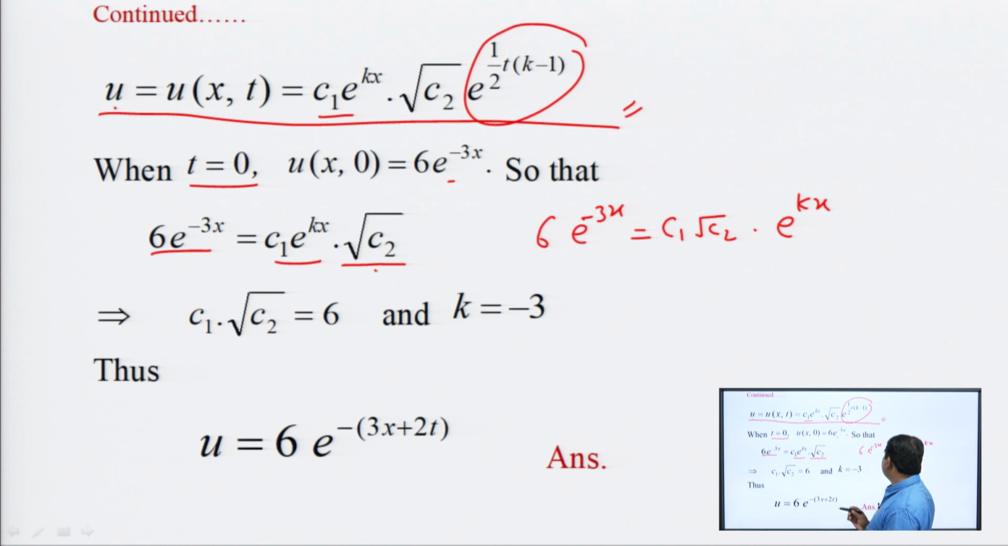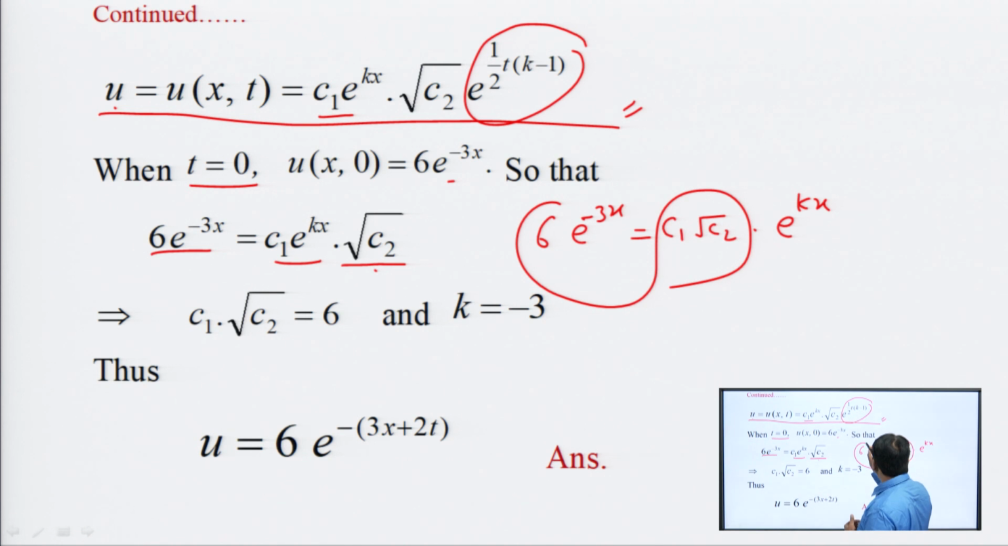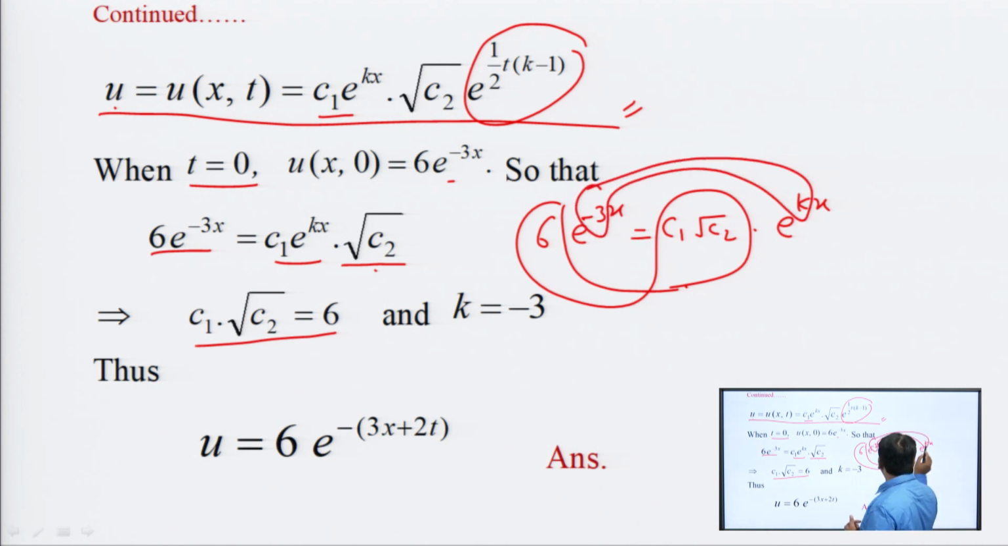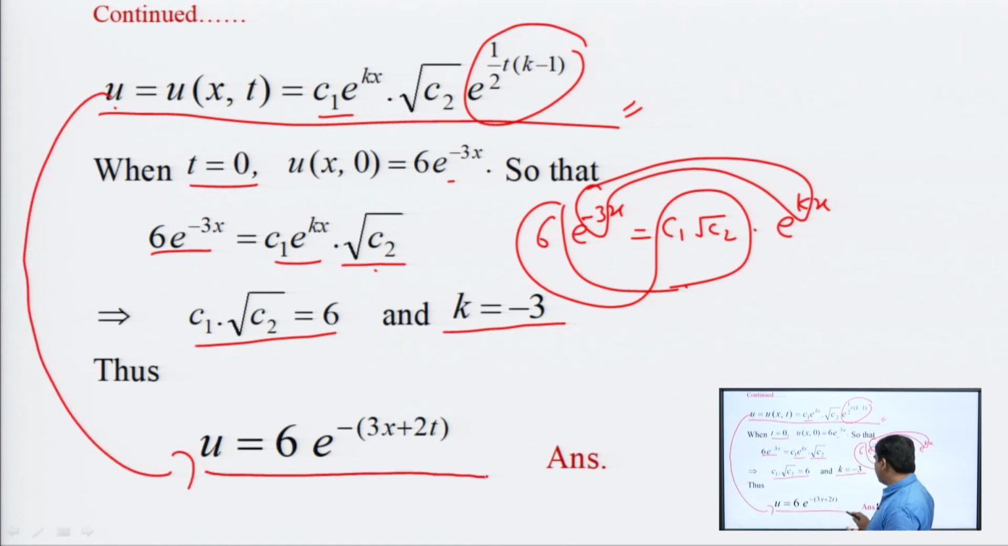If we compare the coefficient and powers of e, then we can see that C 1 root C 2 is equal to 6 and k is equal to minus 3. So, in this way we can evaluate the constant. Now, we have the value of C 1 root C 2 is equal to 6 and k is equal to minus 3. When we put these values in this equation, then we get u is equal to this. So, finally, by using the given condition we can write the solution of the given differential equation as u is equal to 6 into e to the power minus 3 x plus 2 t.